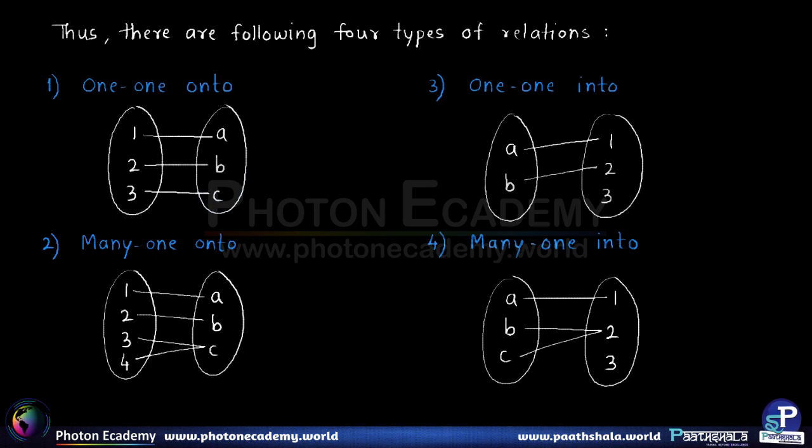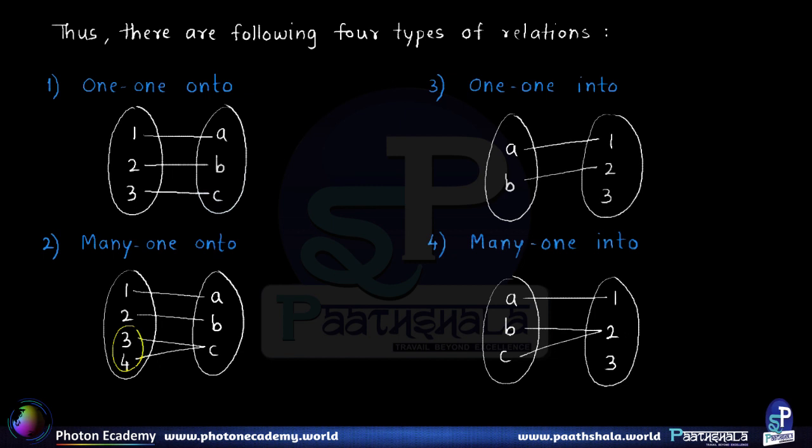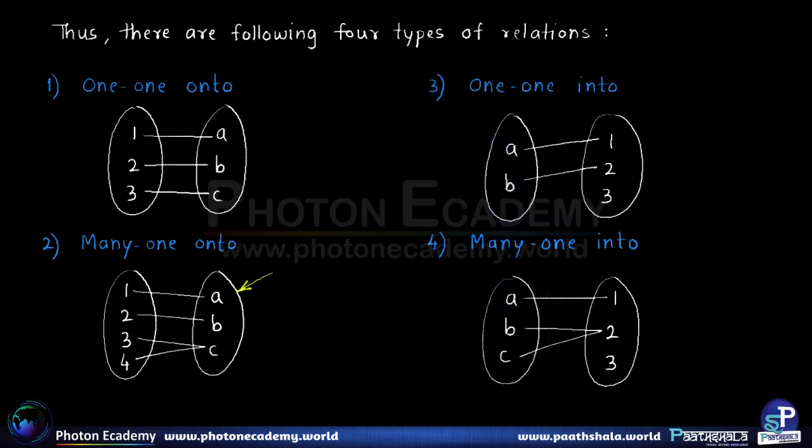The second type is many-one on-to. Now here many-one because there are more than one elements in first set which have the same image in the relation. So that is 3 and 4 both are connected with C. So which makes the relation as many-one. On the other hand, the entire second set is still covered. So that is still the on-to relation like the first type. Right. Now moving to the third one, we have 1-1 into relation.